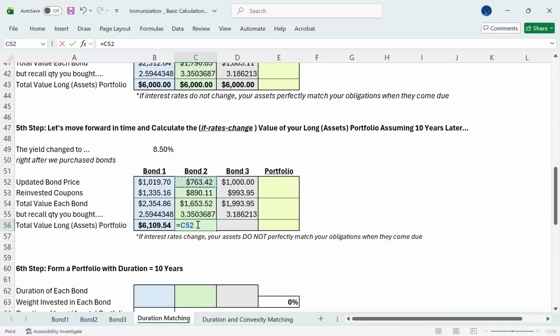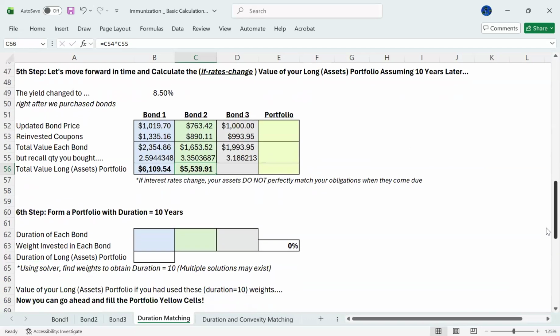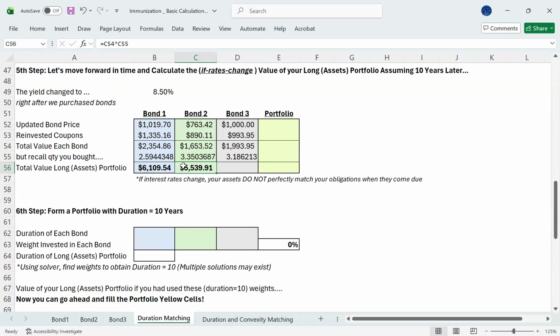Now if I look at bond two, if I add the two components, the price of the bond went down with the yields substantially, and the reinvested coupons are slightly higher because I'm getting a higher rate. This is the total. I bought 3.35. So if I had invested only in bond two, I would have a shortfall here. The whole problem is that my obligation is 6,000. The value of my assets 10 years later, my bond two got hit negatively, so it's worth only 763. I have reinvested coupons and I have some interest on those coupons that is slightly higher.